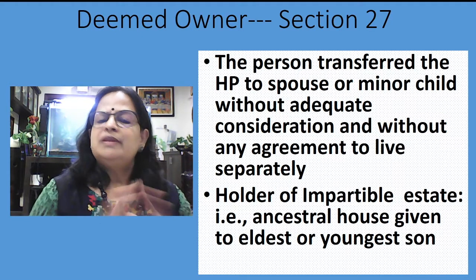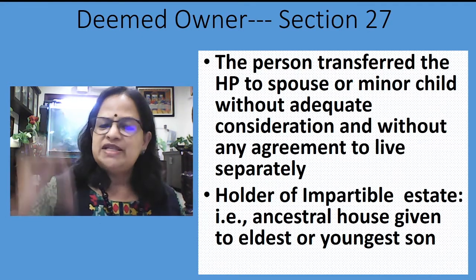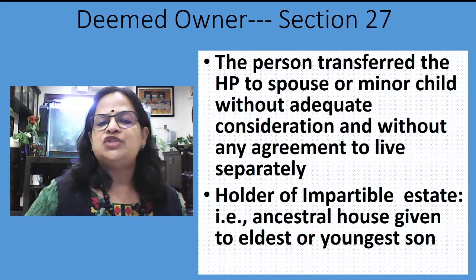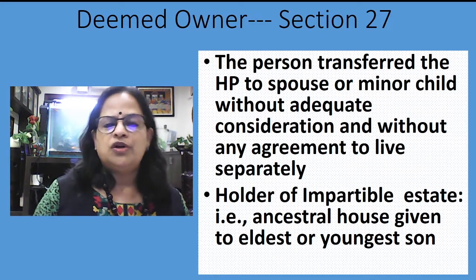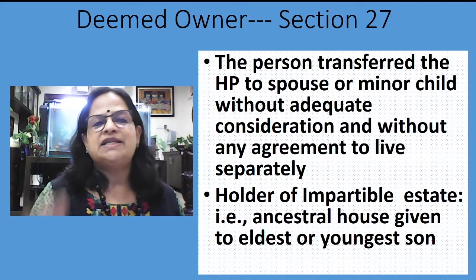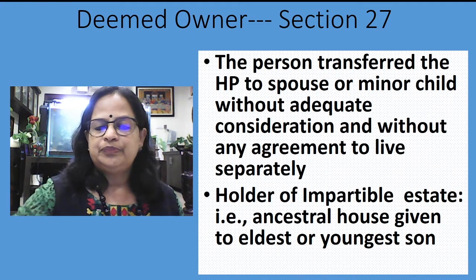So different religions follow different rules. That means the property is not divided. So the ancestral property is given to the eldest or youngest son, or it can be the eldest daughter or youngest daughter also. Then they will be considered the deemed owner. They will be considered the owner for income tax purposes.